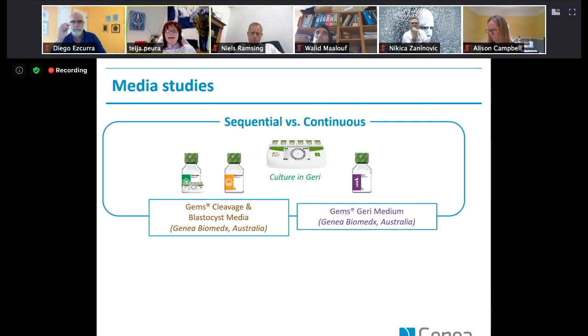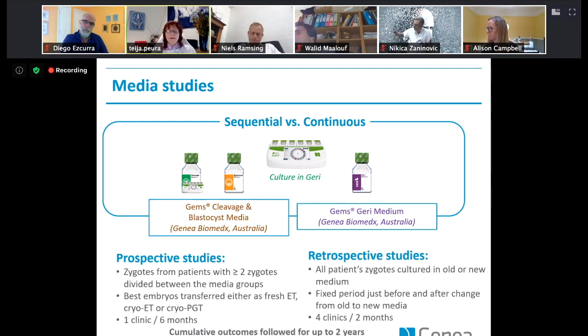And as I mentioned, the media is a big factor in the way you actually use the time-lapse. So Genea clinics also conducted a clinical evaluation comparing the sequential versus continuous media. And again, to keep one factor steady, all the embryos were cultured in Cherry. And the study design was very similar. So again, prospective studies followed by retrospective studies, and all the cumulative outcomes were followed for up to 2 years.